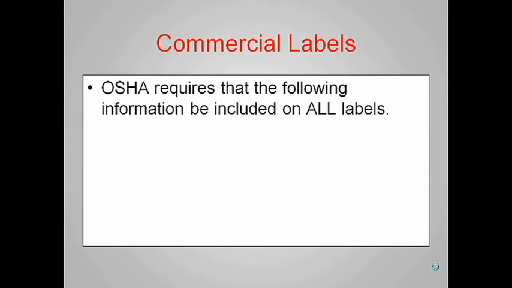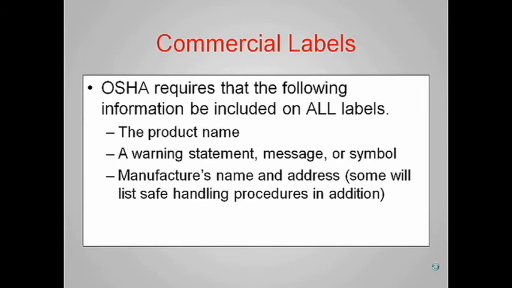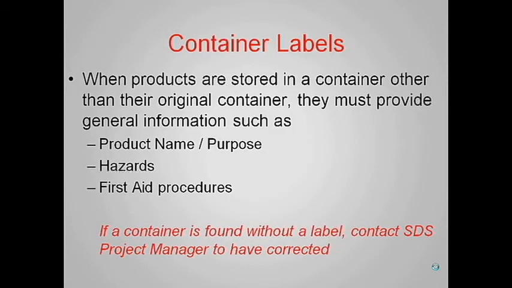Commercial labels. When we buy products, it comes obviously in a container with a label. OSHA requires this. Certain information on these: the product name, a warning statement, message, or symbol, and the manufacturer's name and address. Some will also list safe handling procedures in addition to this. Even some of our products also come with their own MSDS, or correction, SDS sheet. When products are stored in a container other than an original container, they must also provide information such as your product name, the purpose of it, what the hazards are, and your first aid procedures.